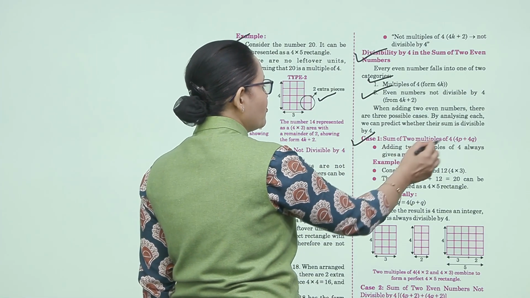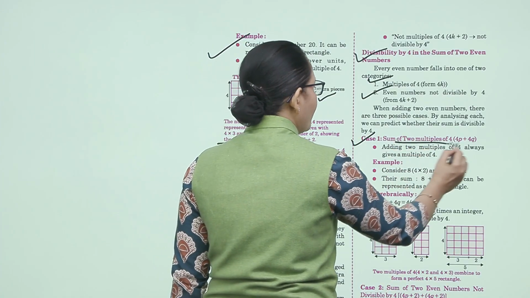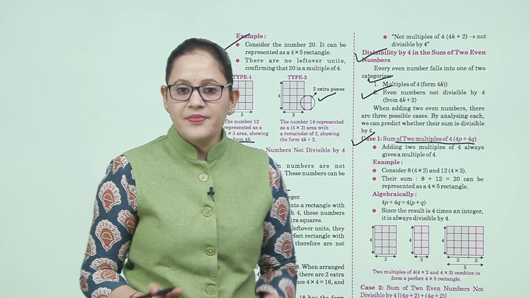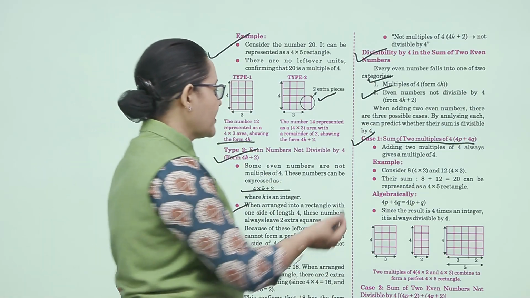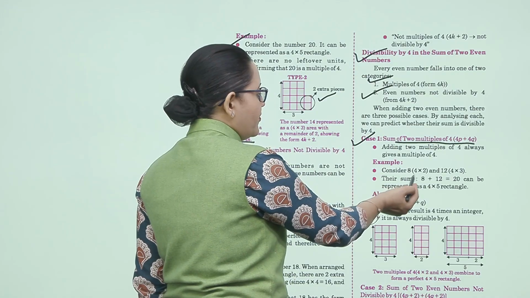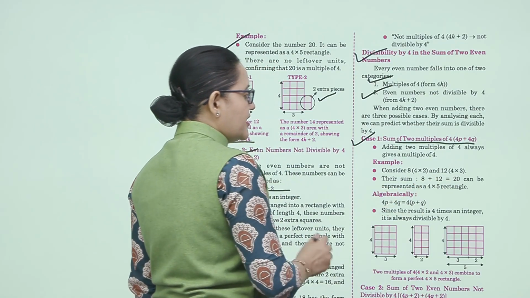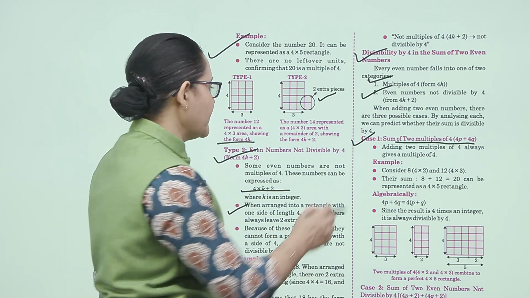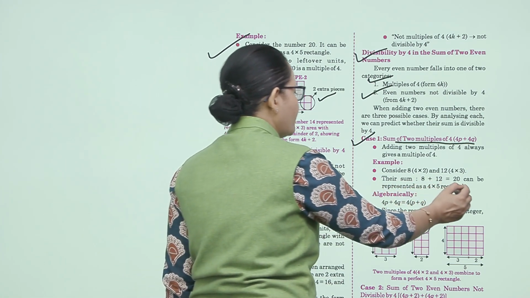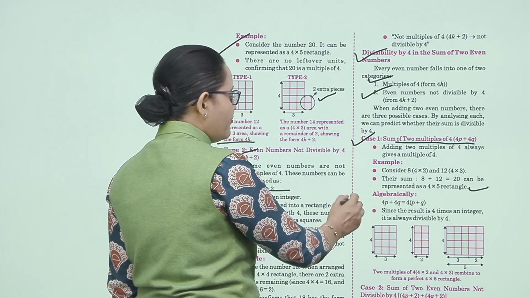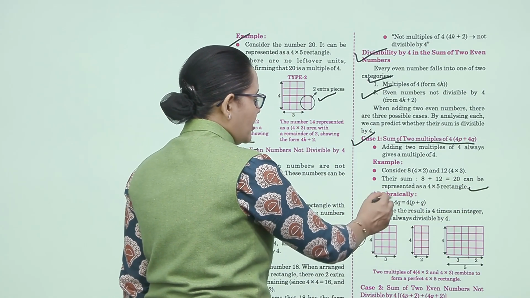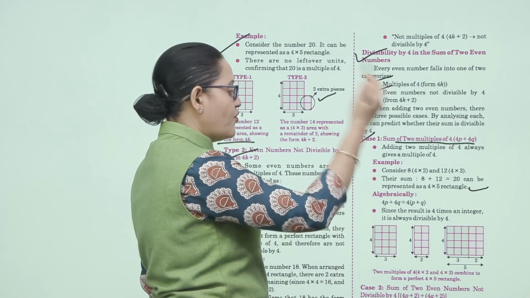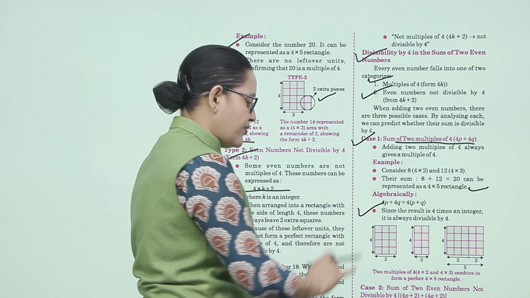So case 1, sum of two multiples of 4: 4p plus 4q. Adding two multiples of 4 always gives a multiple of 4. Example, consider 8, 4 into 2, and 12, 4 into 3. Their sum 8 plus 12, that is 20, is also divisible by 4. It can be represented as a 4 into 5 rectangle. Algebraically, 4p plus 4q equals 4 times (p plus q). Since the result is 4 times an integer, it is always divisible by 4. Clear?